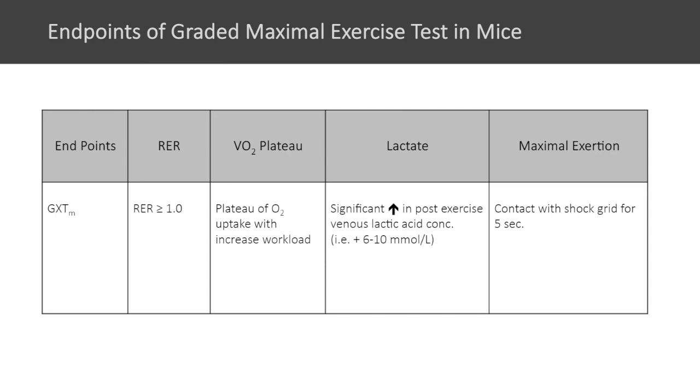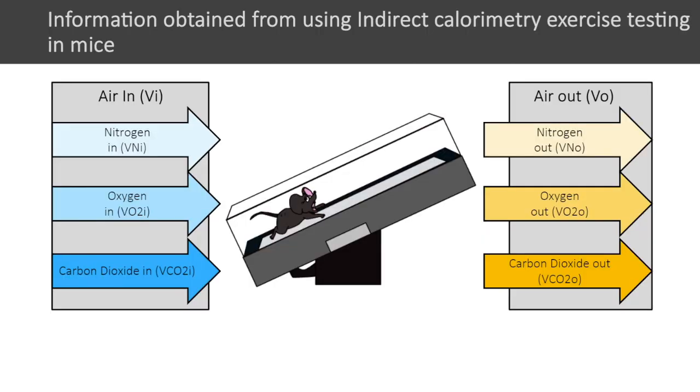When this mouse has been running a test and it's coming to the endpoint, as briefly mentioned before, what are we looking for? We find that the respiratory exchange ratio becomes greater than 1, that the maximal oxygen consumption, the O2 uptake, is going to plateau or peak even though workload is increasing. Lactate levels are going to be significantly increased, and they'll be in contact with the shock grid for equal to or greater than 5 seconds. And that indicates that your test is done.